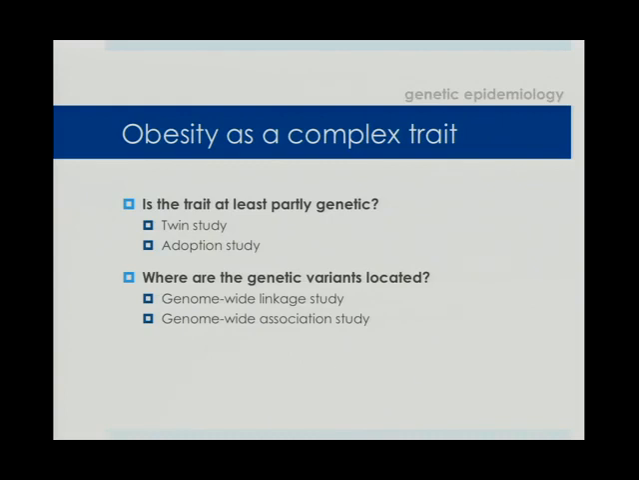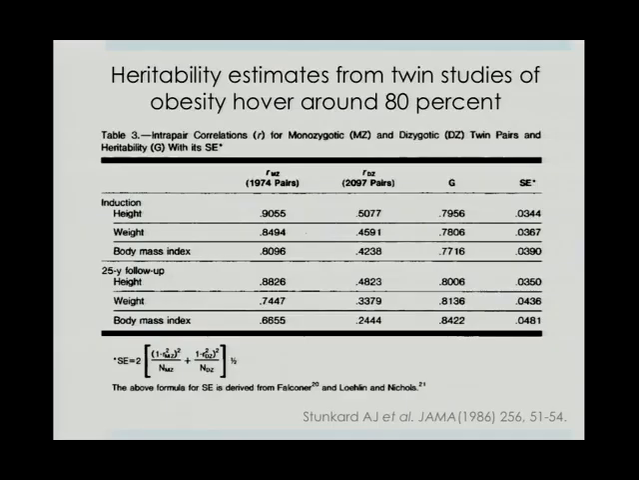So how do we know that obesity is likely caused by a mix of genetic and environmental exposures in a population? To do that, we first ask the question: is there evidence that the trait is at least partly genetic in a larger population? And if so, where are these genetic variants actually located? So I'm going to do a example because I think it's fun and helpful to understand.